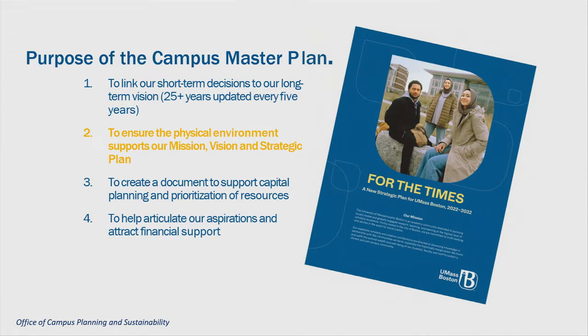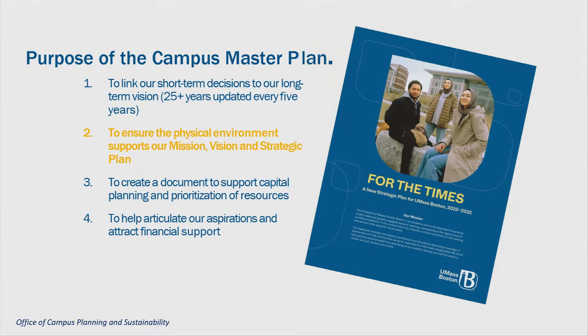Primarily, the purpose of a physical master plan on campus is to support the vision and mission of the institution. UMass Boston was really fortunate because we had just created a strategic plan for the campus, so we were able to make sure that our physical plant and our physical environment matched what we wanted to do in the future academically, on a research front, and in student success and student engagement areas.